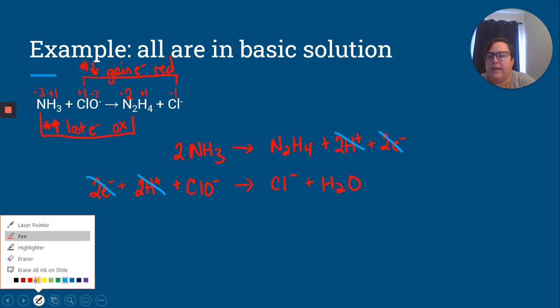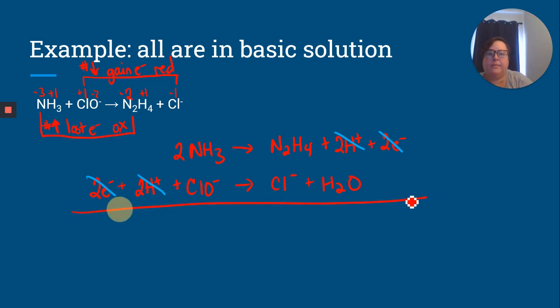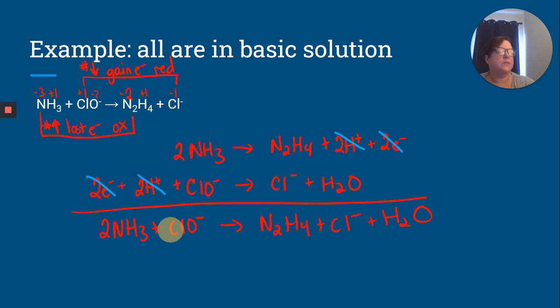And then we can combine the reactions, so 2 ammonia plus ClO minus goes to N2H4, Cl minus, and water. Notice that this one didn't end up having any hydrogen ions, so we don't actually have to do anything, and regardless of if it's in a basic solution or an acidic solution, we would end up with the same answer here because those hydrogen ions would cancel out.